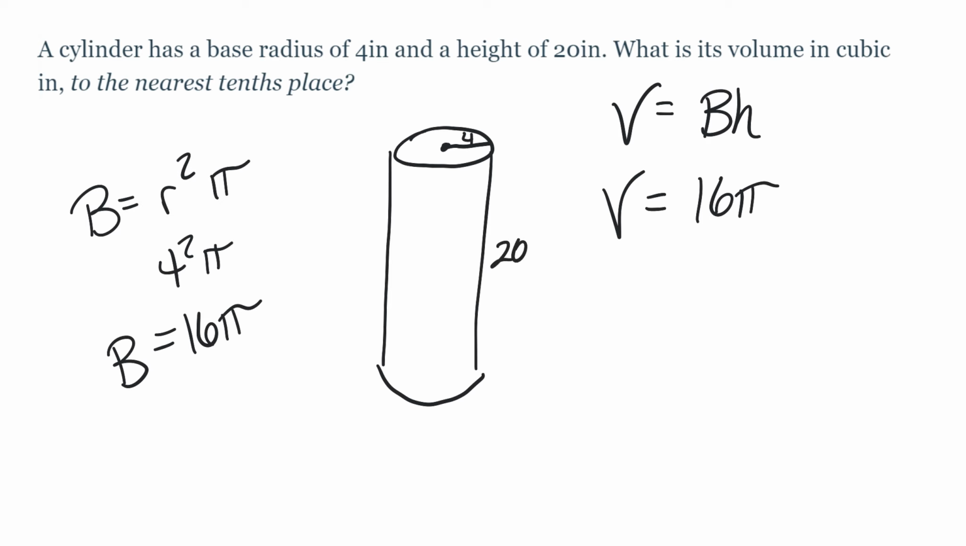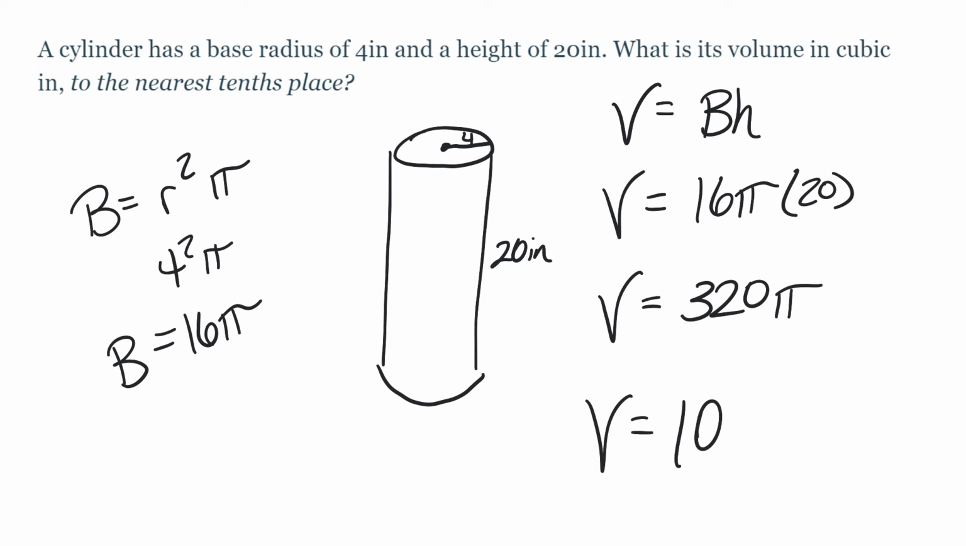Now, this is 20 inches tall, so it's essentially like I have 20 of these base circles. So I'm going to multiply 16 times 20. So my volume is going to be 320 pi. And I'm going to multiply that by pi because it did ask me to write this in the nearest tens. So my volume is 1,005.3109. That is not enough to round us up, so it's going to be 1,005.3 inches cubed.